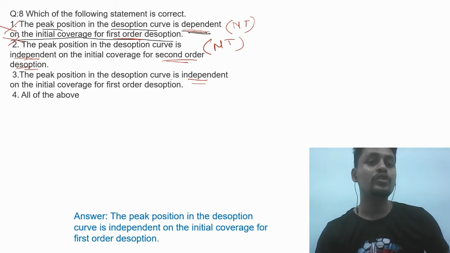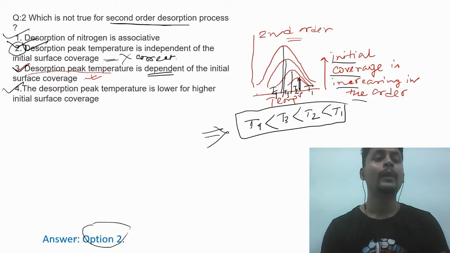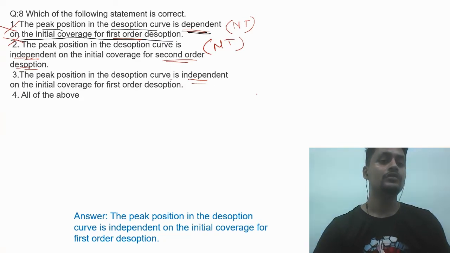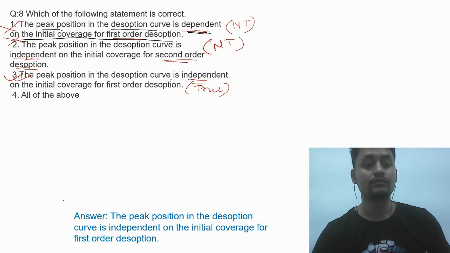Now it is written that the peak position in the desorption curve is independent of the initial coverage for first order desorption. We know that it will be independent, because whatever the initial coverage, the peak position normally comes to the same position. So that means this is the right option. This is true. This will be your answer, right?